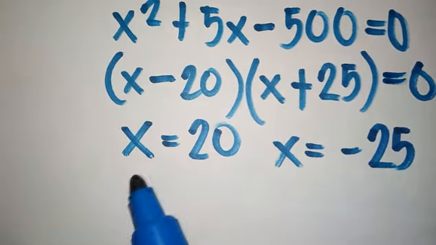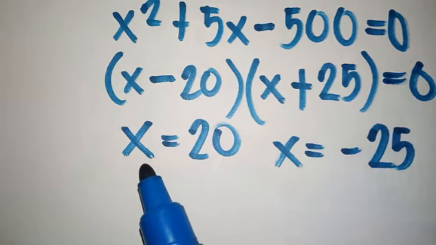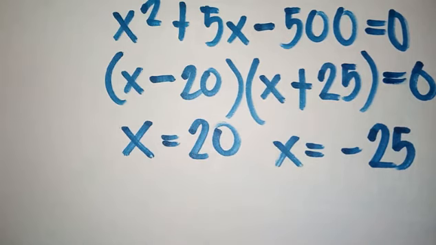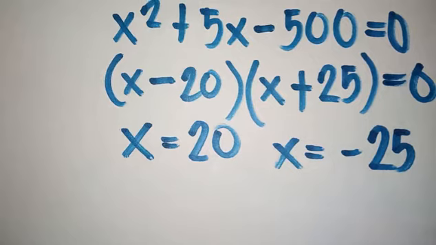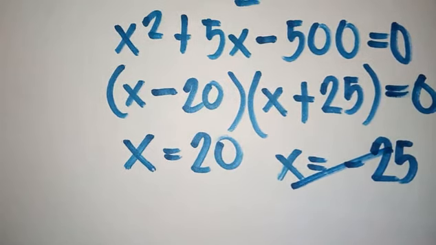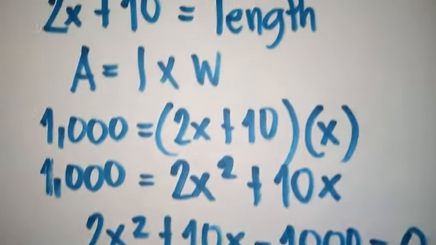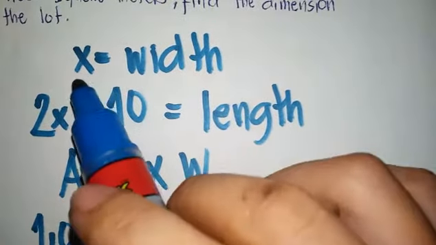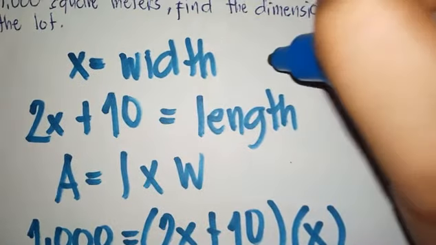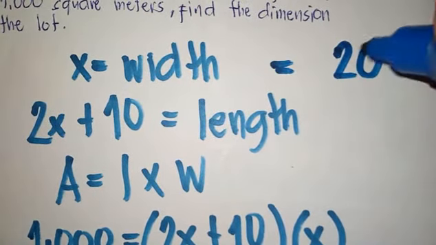Okay, so meron na tayo ngayong x na 20 and negative 25. Since ang pinag-uusapan natin dito ay dimension, ibig sabihin wala tayong negative na value of x. So, i-disregard natin ito. So, yung ating value ng x na lang dito ay 20. So, sinabi natin kanina na x will be the width. Ibig sabihin ito ay magiging 20.